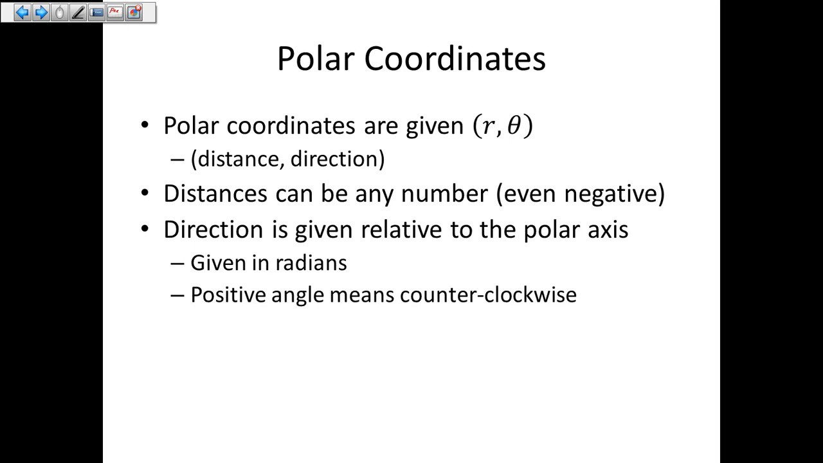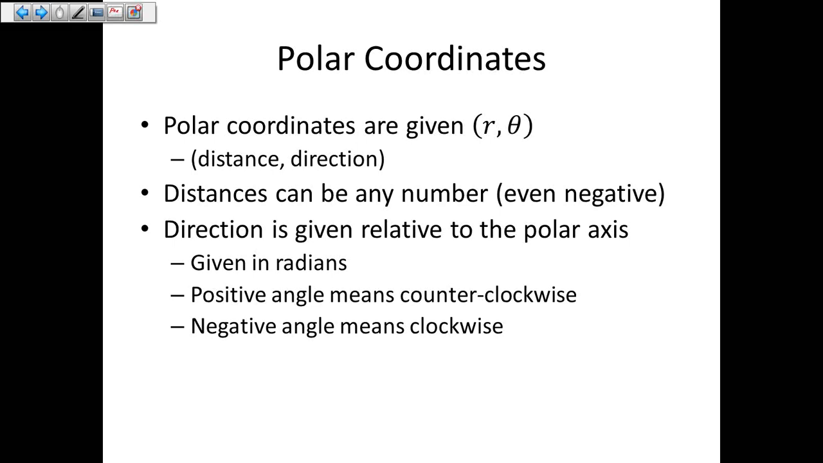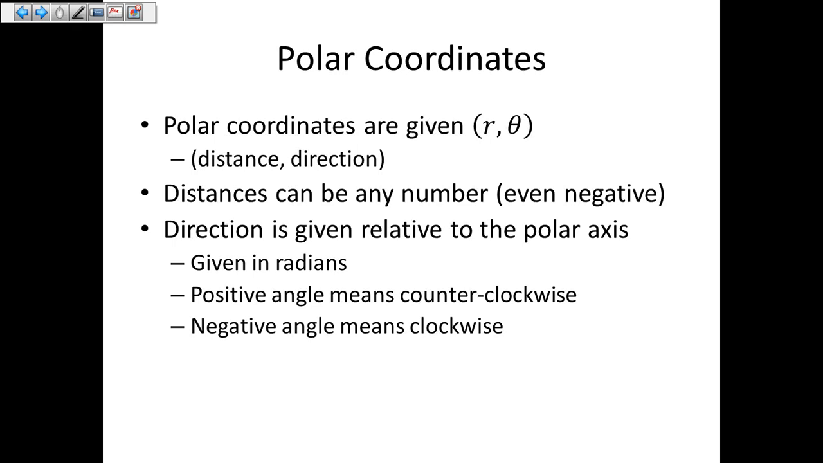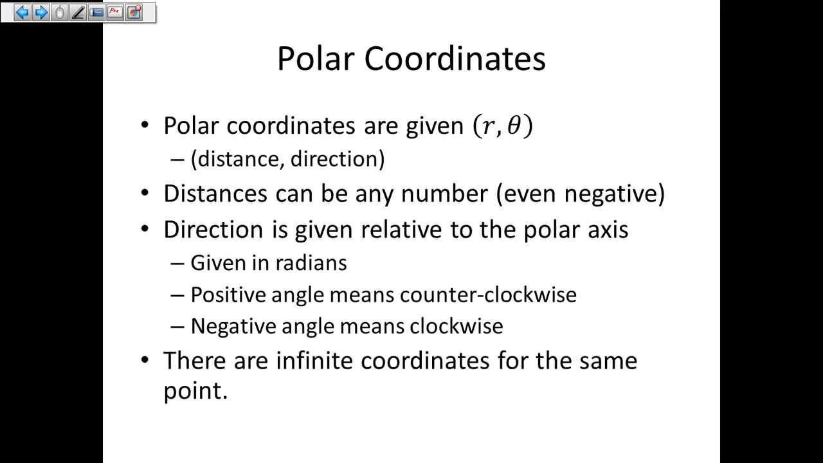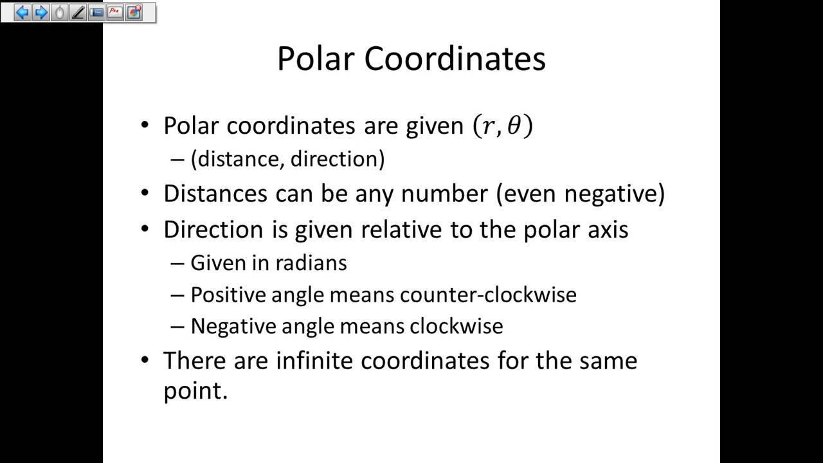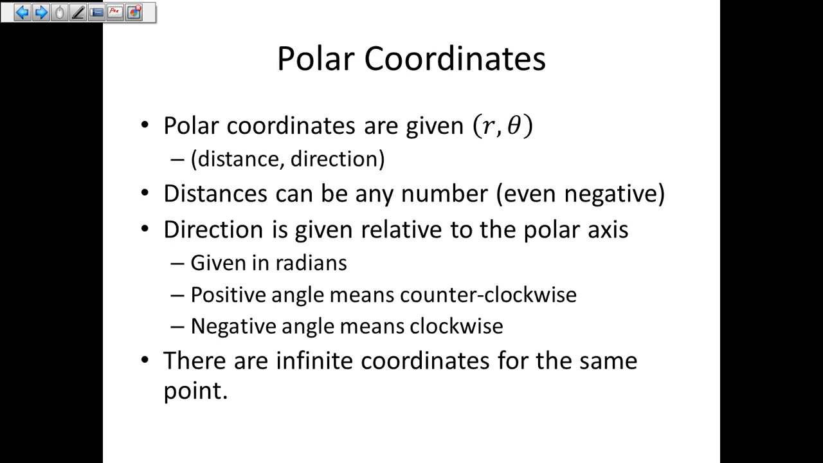A positive angle means that you move counterclockwise from the polar axis. So think about that as spinning to the left. A negative angle then means going clockwise. Now again, this is something that you're used to. You're used to 0 degrees being the x-axis and positive angles going up from there, negative angles going down from there.